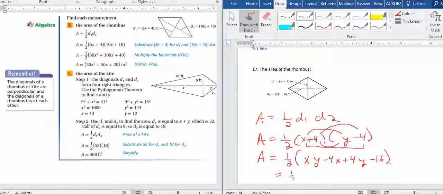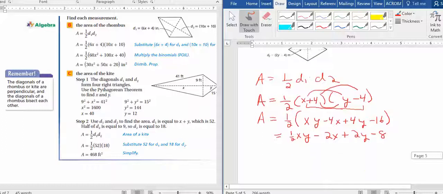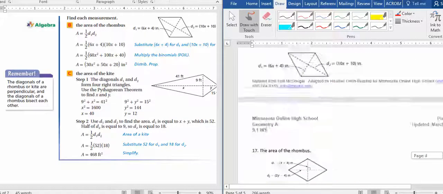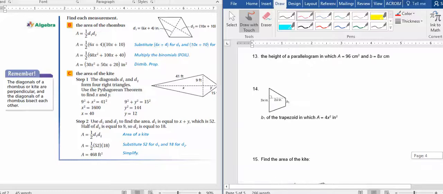So that would leave us with 1/2 xy minus, what's 1/2 of -4? 1/2 of 4 is 2, so that'd be minus 2x. Then we have 1/2 times 4y, that'd be plus 2y. And then we have 1/2 times -16, that would be minus 8. So we don't get a nice, neat answer here, but we have an algebraic expression that would be correct for the area of that rhombus. So some of these are a little bit tricky like that, and you'll have some variables in your answers, and some of them are more straightforward.